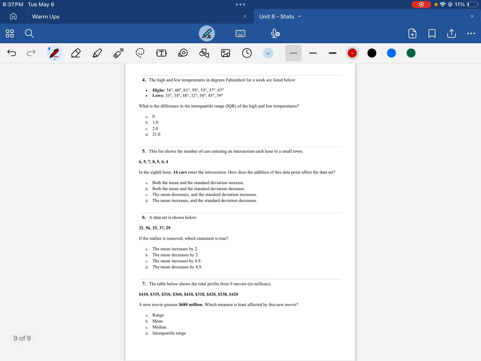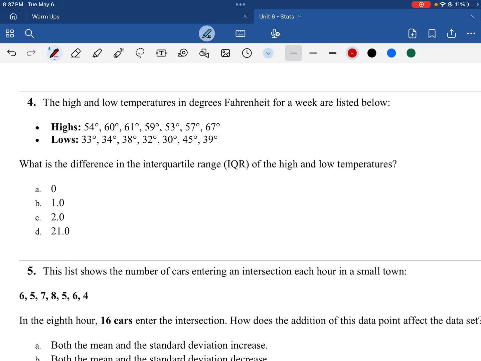So we got 4 more. I'm going to do number 4 in this video, and then I'm going to stop it, and then the other 3 will be in the next video. So number 4 says the high and low temperatures in degrees Fahrenheit for a week are listed below. You see the highs, you see the lows. What is the difference in the interquartile ranges of highs and lows?